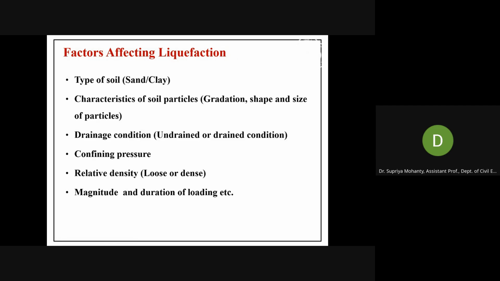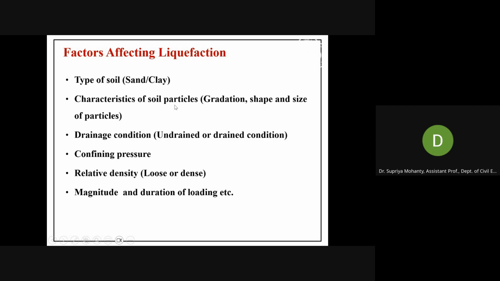Why? Because for clay you will always have a cohesion term, so your shear strength will not become zero. Suppose the effective stress is zero, then you will still have tau equal to c plus sigma tan phi. So your sigma tan phi becomes zero, but c will always be there. That's why the strength of the soil will not be zero in the case of clay soil. So if it is sandy soil, then only there is a chance of liquefaction.